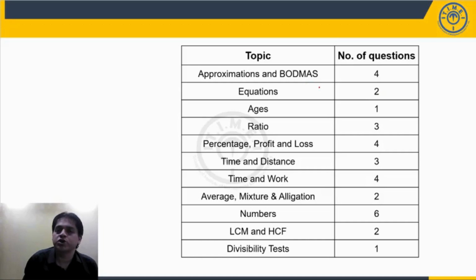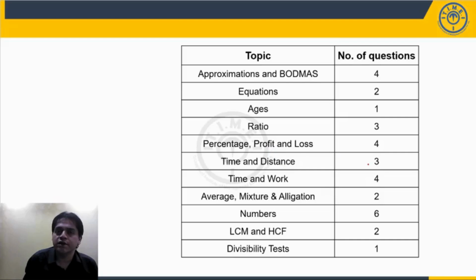A couple of questions based on simple equations were there. 1 question based on ages. 3 questions based on ratios, all easy to moderate questions. Percentage, profit and loss, also a good number of questions. 4 of them were present. Again, easy to moderate questions. No simple or compound interest question was present in this slot.